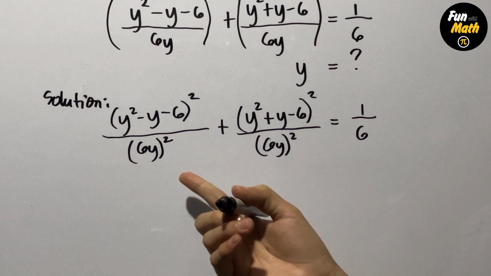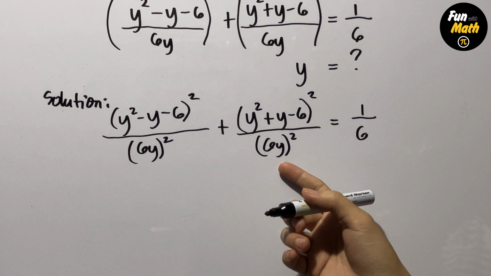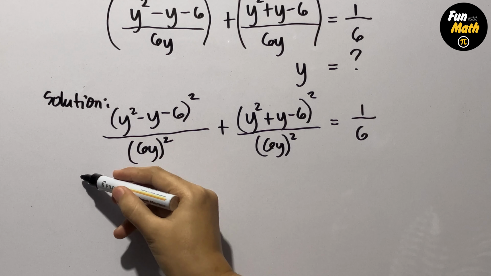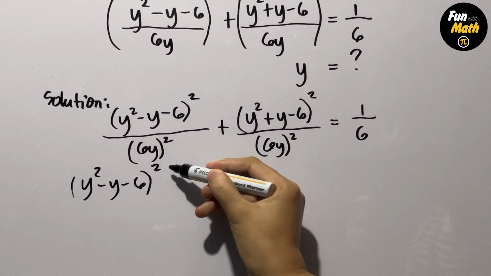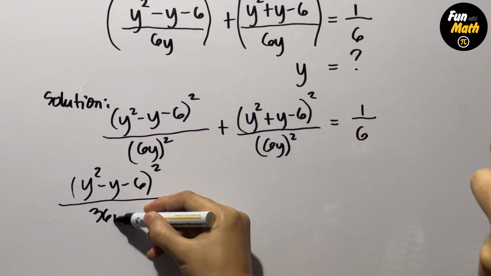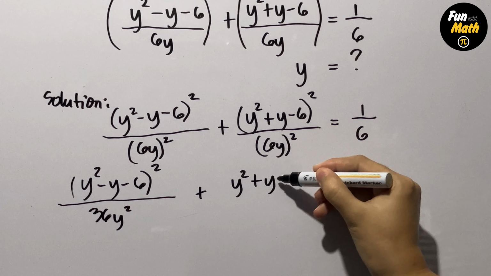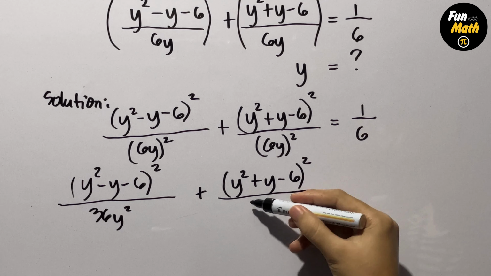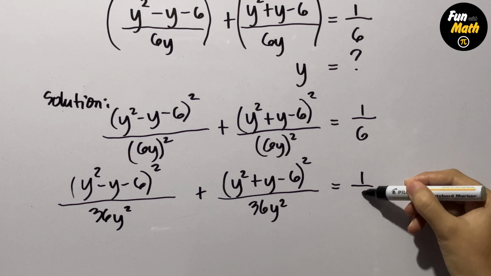Then next, let's focus on our denominator, (6y) squared, and another is (6y) squared. So we can multiply. So this is now (y squared minus y minus 6) whole to the power of 2 all over 36y squared, plus (y squared plus y minus 6) whole to the power of 2 all over 36y squared, is equal to 1 over 6.